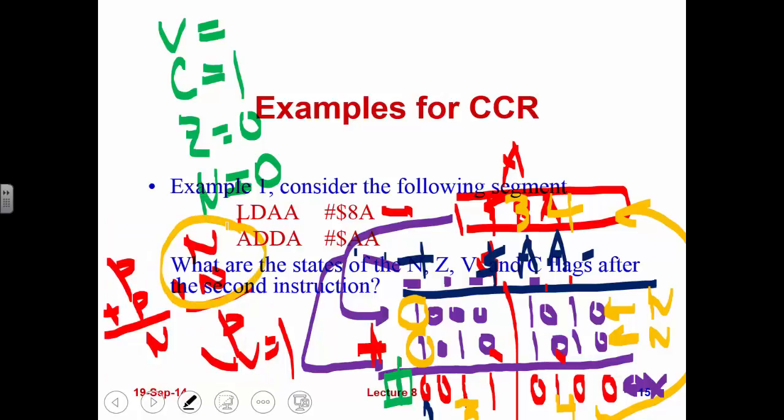We added 2 negative numbers. So let's check our result. If the result is positive, that's going to make V equal to 1. Why in that case will it make V equal to 1? Because we are adding 2 negative numbers. If the result is positive here, that's not reasonable.